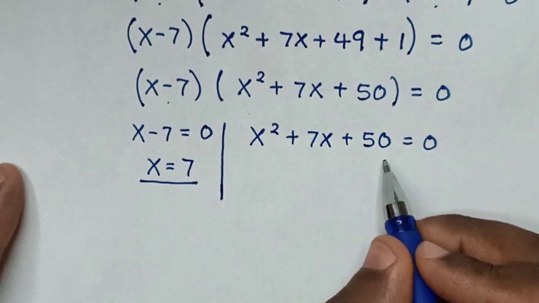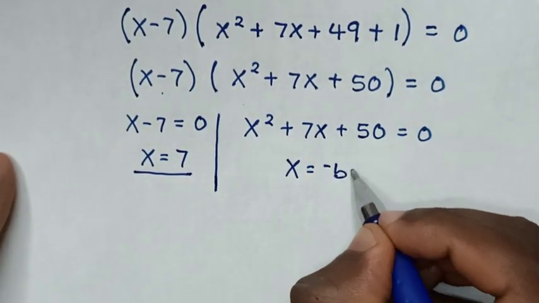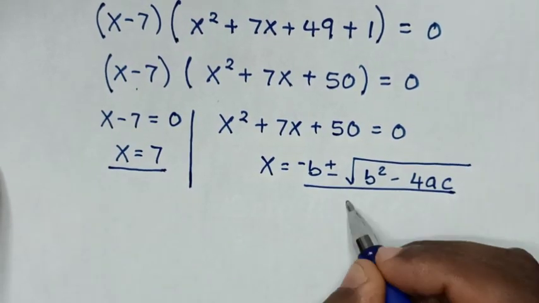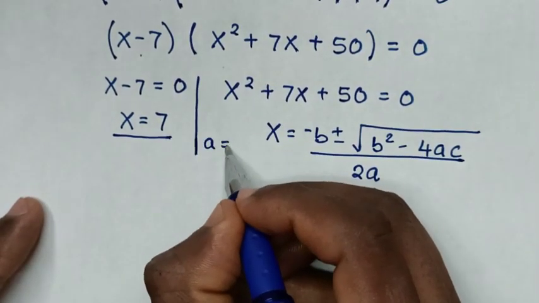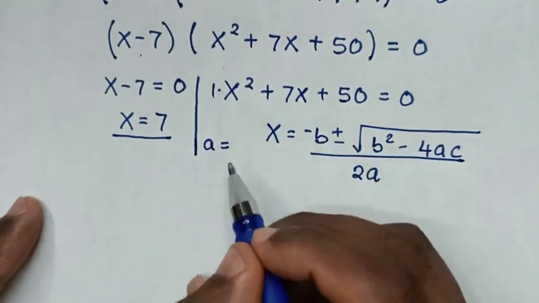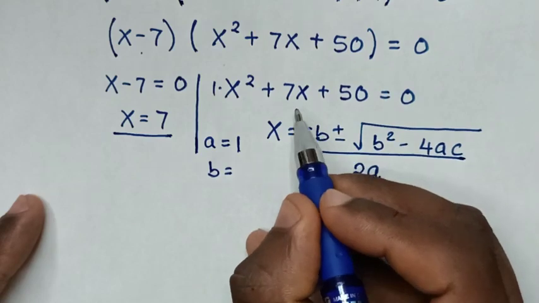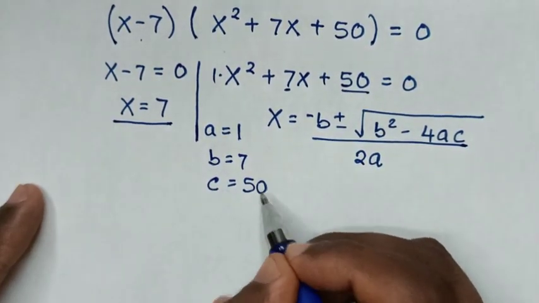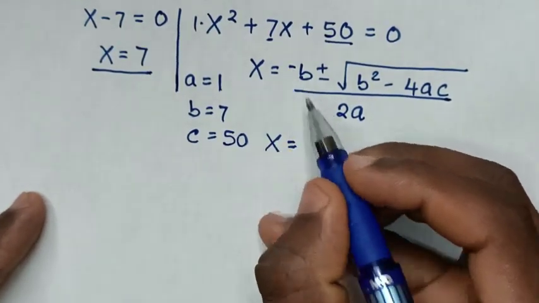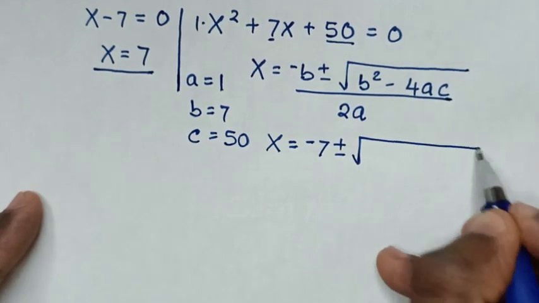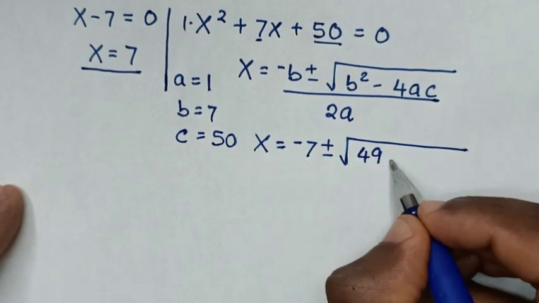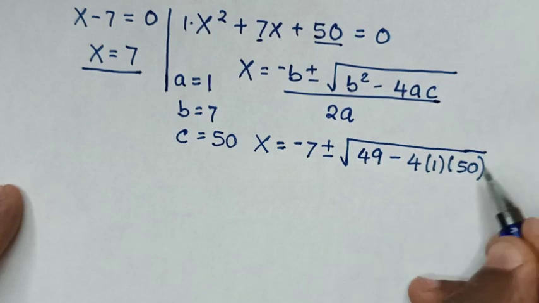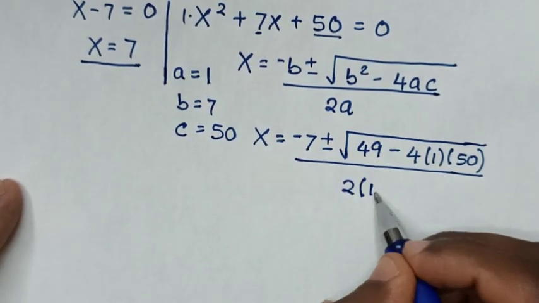Now to solve this quadratic equation, we will use the quadratic formula, where x is equal to negative b plus or minus square root of b square minus 4ac over 2a, where a is the coefficient of x square, which is 1, b is the coefficient of x, which is 7, and c is the constant, which is 50. Then x is equal to negative b, negative 7, plus or minus square root of b square, 7 square, which is 49, then minus 4 times a, 1, times c, 50, then over 2 times a, 1.